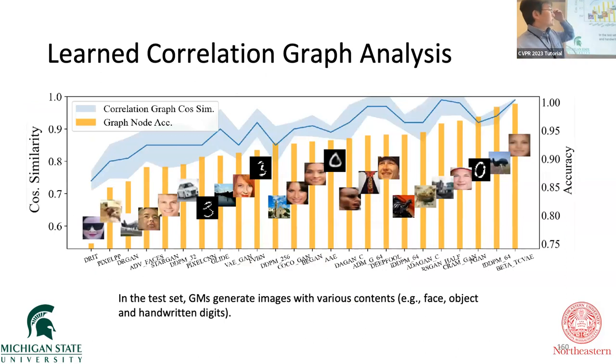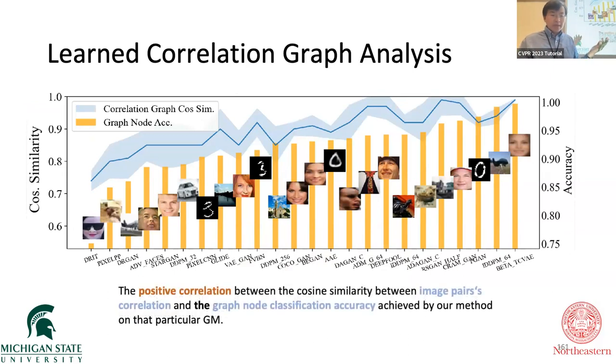Similarly, we also found that this graph correlation is highly correlated with the performance. For example, the blue one is the cosine similarity of the correlation graph, while the yellow one is the performance we have in terms of parameter estimation. You can see that these two are highly correlated, right? In other words, for every GM, if they have higher correlation in the matrix A, in the correlation graph, they will also eventually have higher parameter estimation performance.